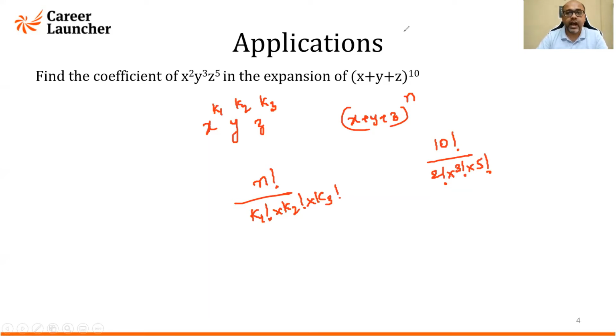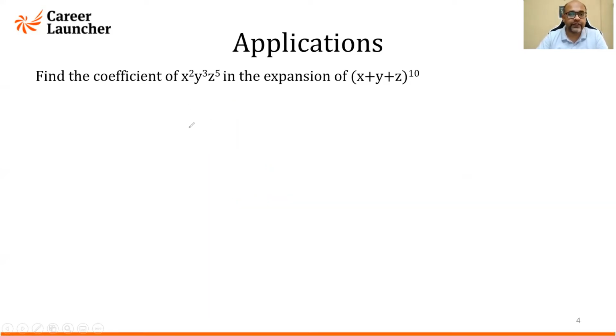Nothing great. However, if I change this question slightly and ask you, find the coefficient of x power 1, y power 6 and z power 2. Quickly guess what the answer to this is. Pause the video and guess. The correct answer here is that the coefficient is 0.